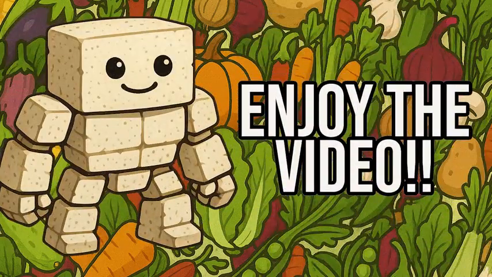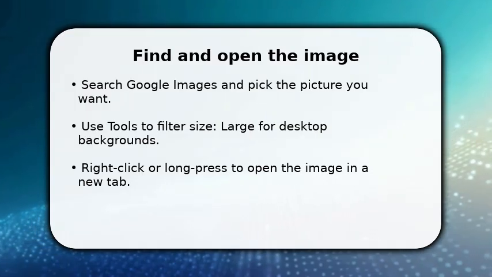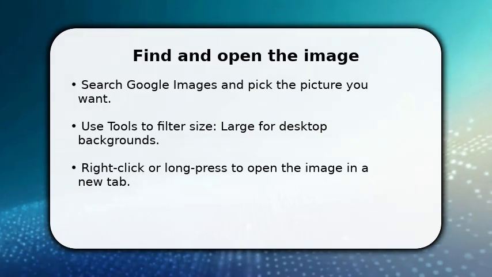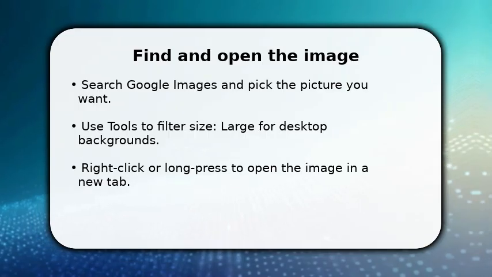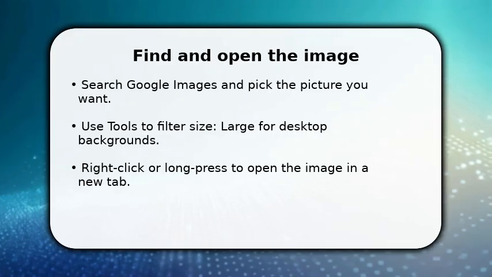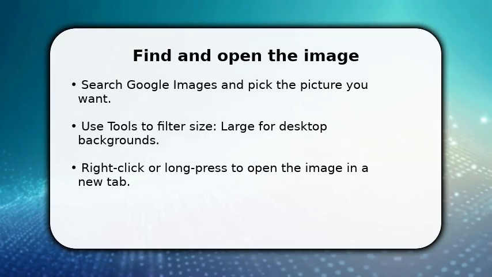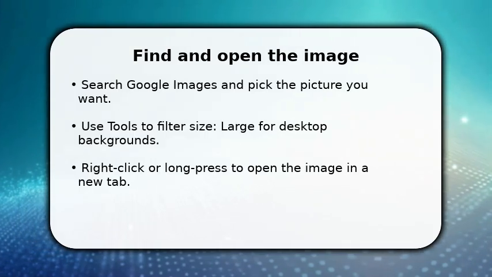Please enjoy the video. You start by locating the image. Search Google Images and select a photo that fits your screen. Once you see it, use tools to filter by large so resolution is suitable. Then right-click or long press and choose Open Image in New tab. This isolates the file and ensures you're not saving a web page snapshot.